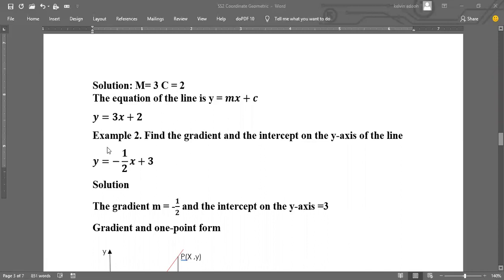Now, anytime they give the equation of a straight line, the coefficient of x is the gradient. Let me take it again. Anytime they give the equation of a straight line, the coefficient of x, when you translate it to be y equals to something, is the gradient.